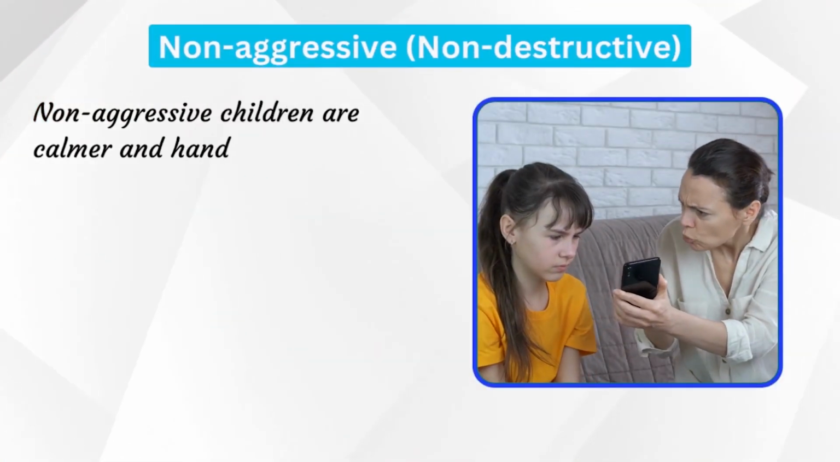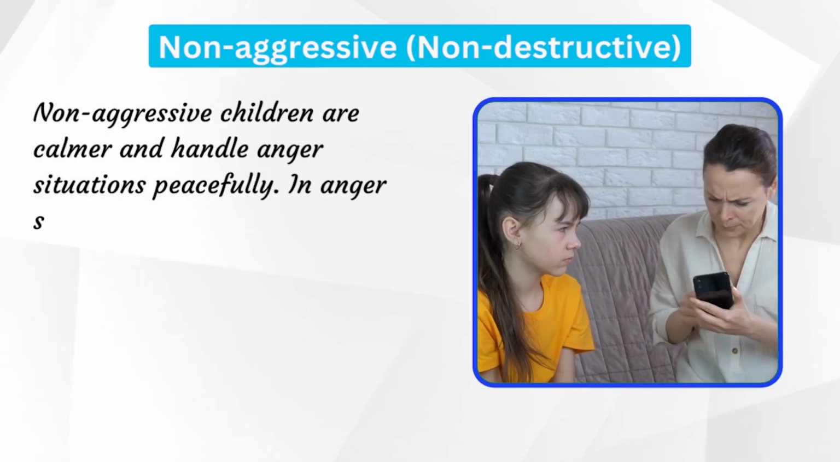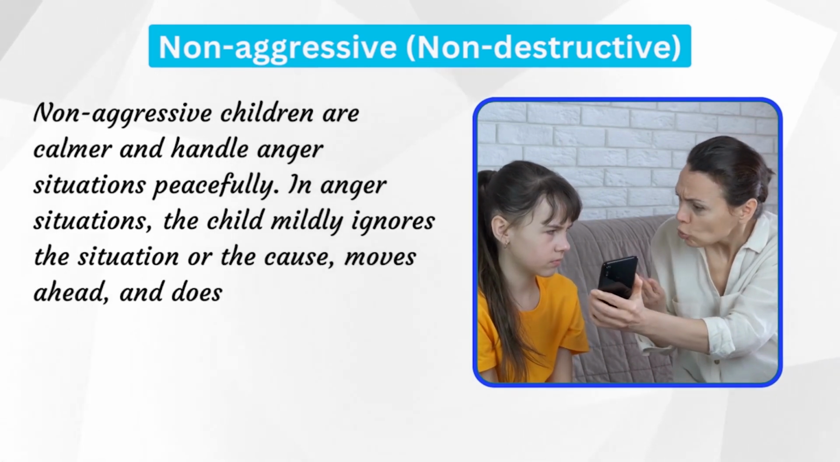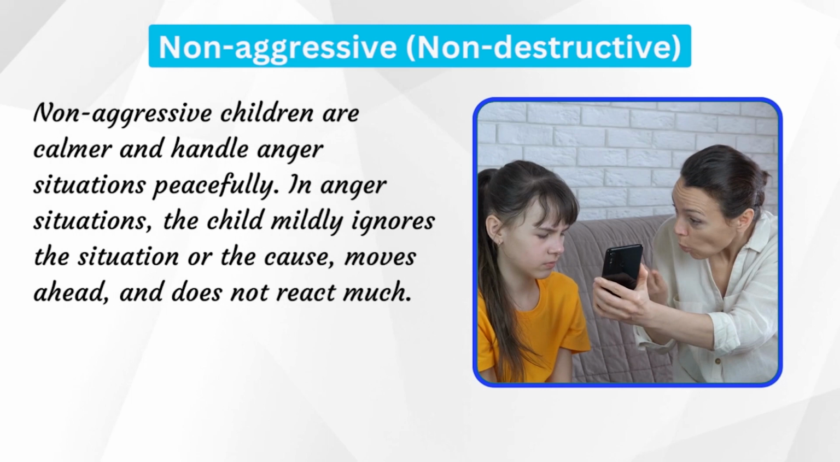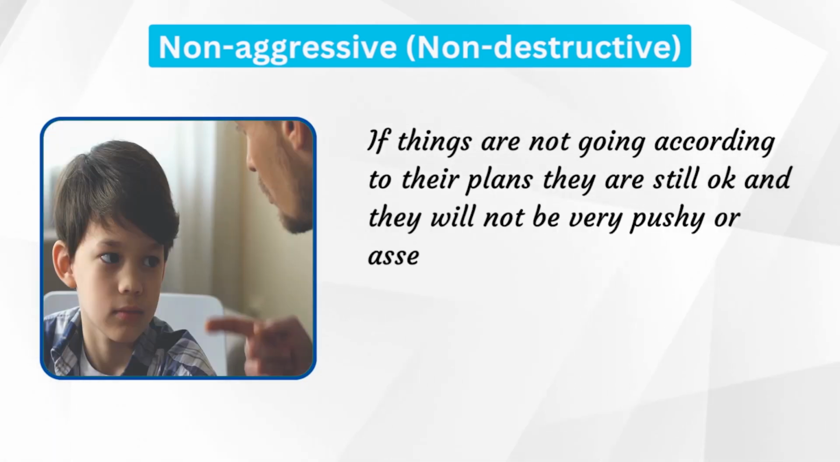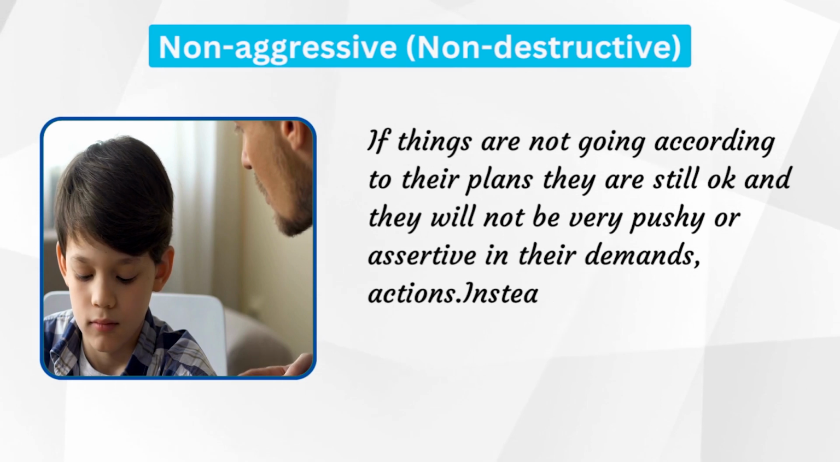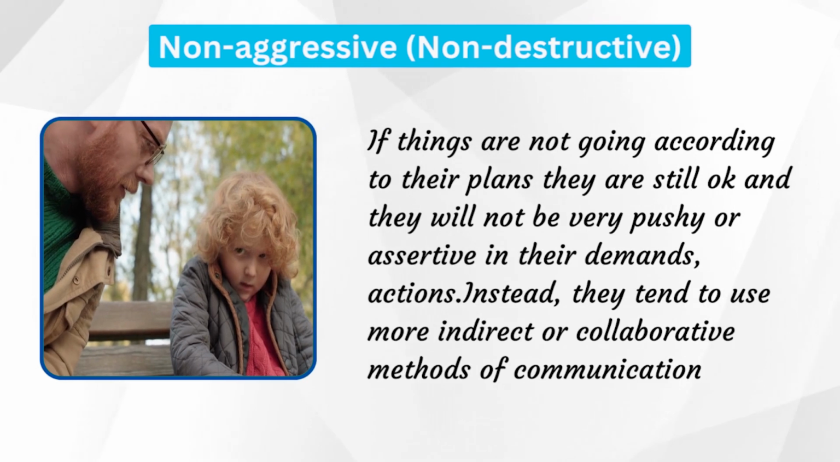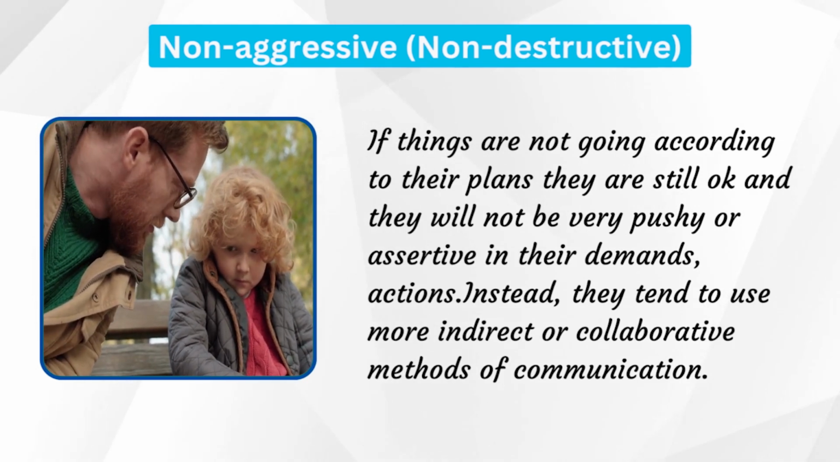Now exactly the opposite is a non-aggressive child. A non-aggressive child is calm and can handle anger situations very easily and peacefully. In a situation of anger, the child ignores the situation, moves ahead and does not react much. If things are not going according to their plans, they are still okay and will not be very pushy or assertive in their demands, actions or reactions. So this is non-aggressive behavior.